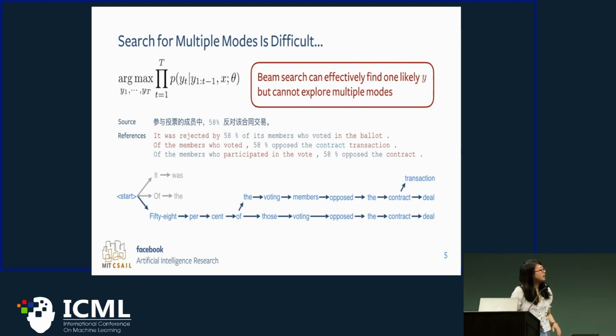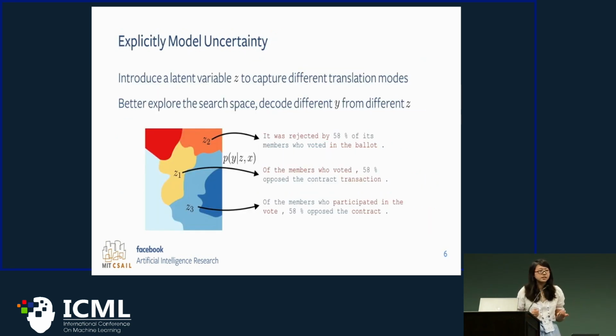Instead of leaving all the uncertainty of P(Y given X) to the decoder distribution and facing this challenging search problem at test time, we propose to explicitly model uncertainty during training. The idea is to introduce a latent variable, Z, to capture different translation modes, so that we can better explore the search space through the latent variable and decode different Y from different Z.